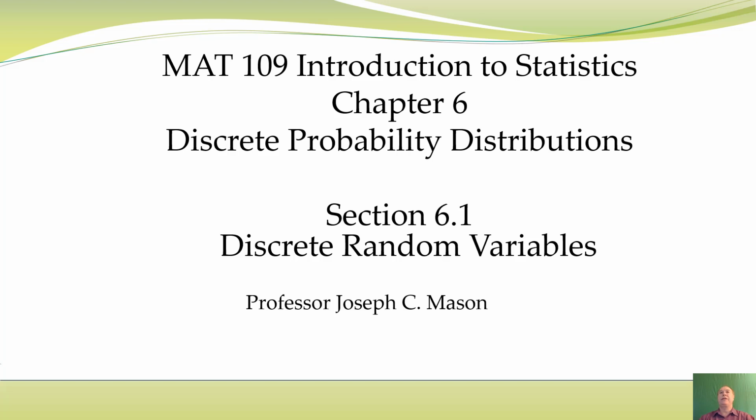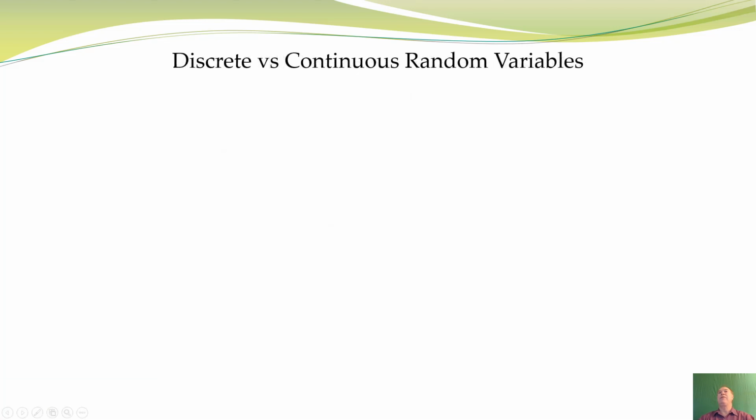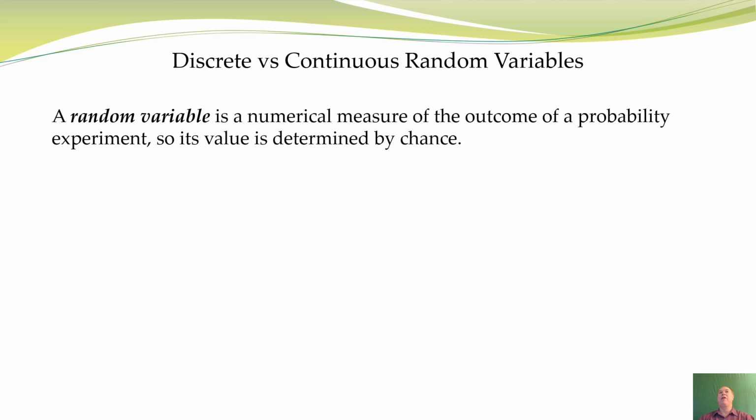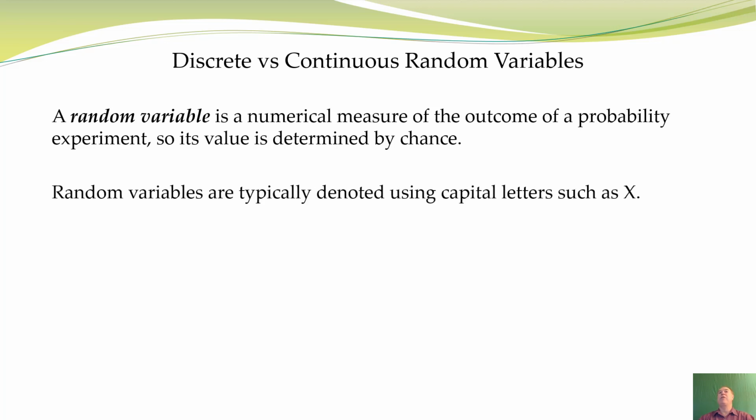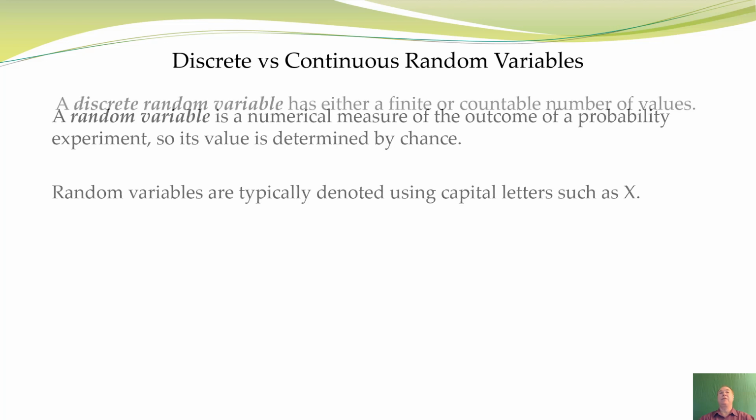Introduction to Statistics, Chapter 6, Discrete Probability Distributions, Section 6.1, Discrete Random Variables. Discrete versus continuous random variables. A random variable is a numerical measure of the outcome of a probability experiment, so its value is determined by chance. Random variables are typically denoted using capital letters such as X.